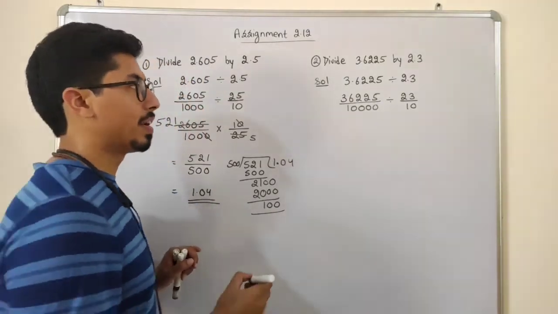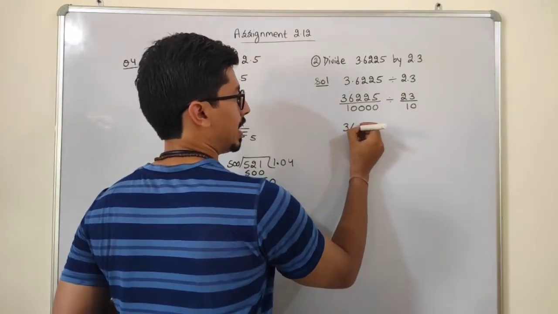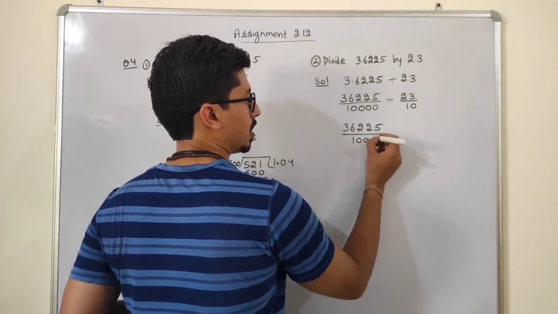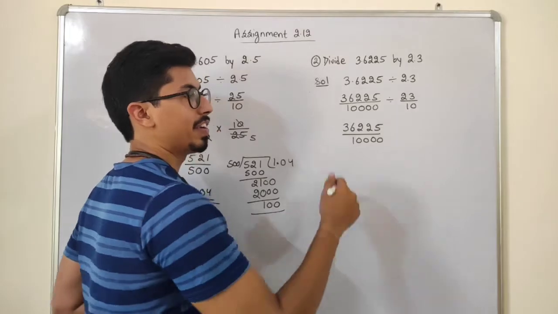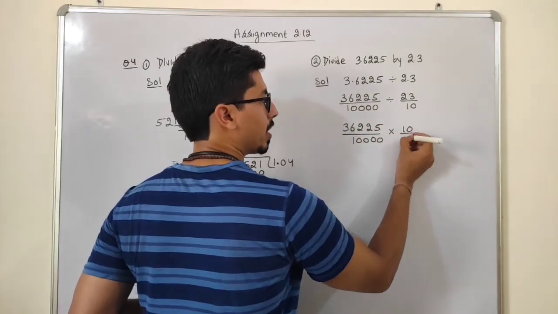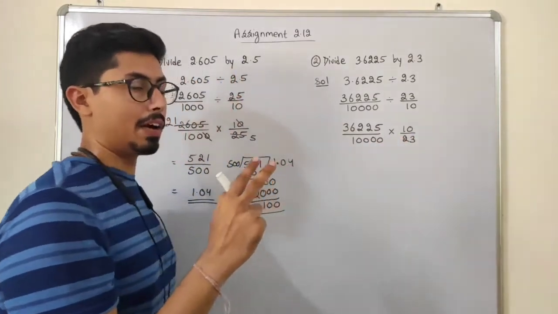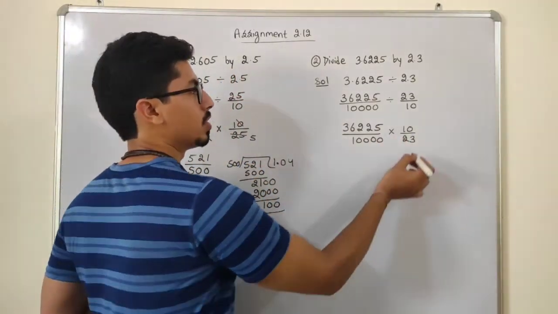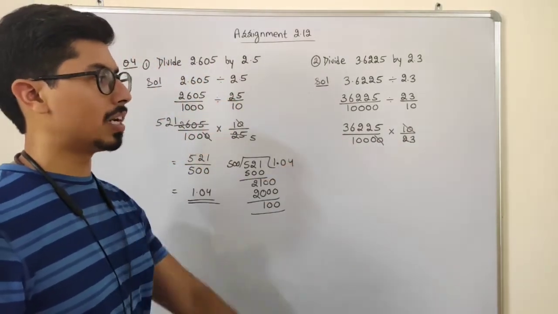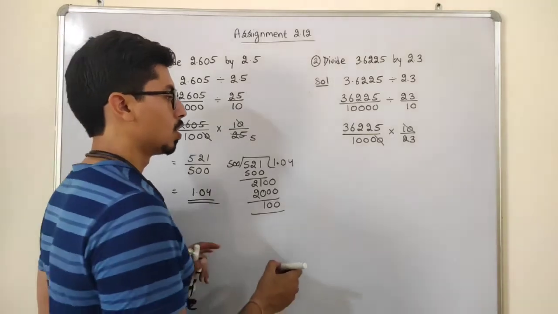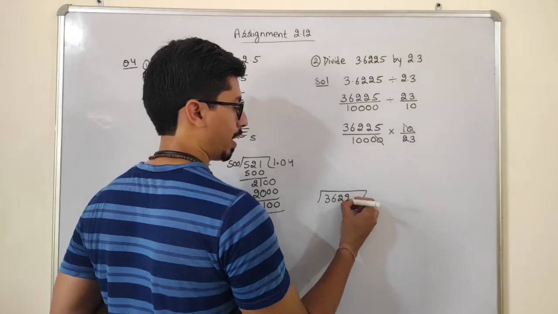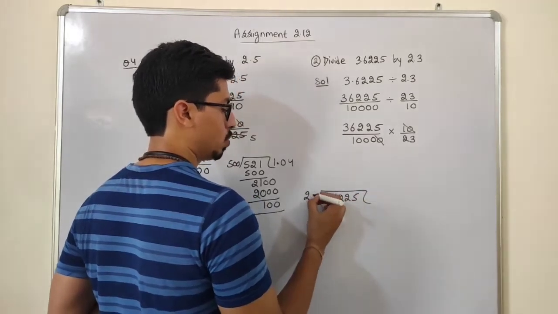Okay. So if I just write it like this, 10,000 as it is. If I just replace division sign with multiplication sign, students, the number after it will get reciprocated. 0 cancels out with 0. Just see if 36225 is divisible by 23 or not. Okay. So if I just divide them, students, 36225 when divided by 23, students.